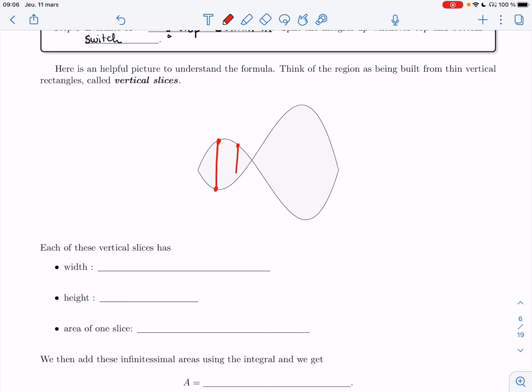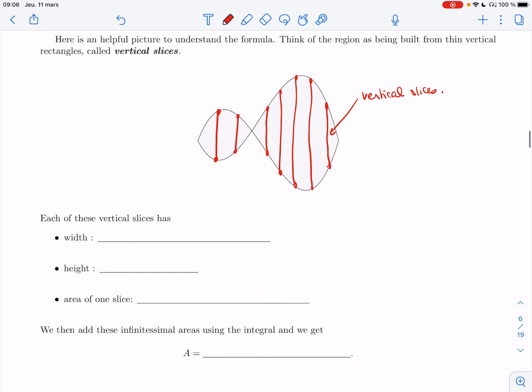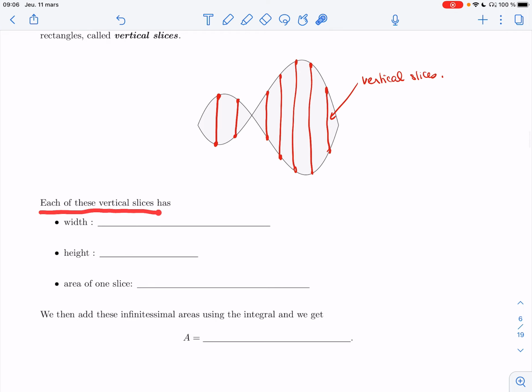So you are going to think of this region as being built of infinitely many of these thin strips. These are called vertical slices. All right, so each of these vertical slices has width. Well, the width usually is delta x, but if we think of it as being infinitely small, I'm going to call it dx.